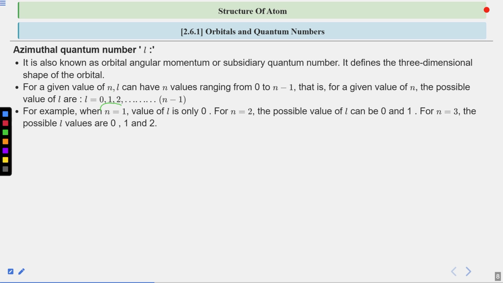Suppose your value of n is 1. Then the only value of L that is possible will be 0. Okay, we will talk about what a subshell is and all of that. Just wait for a while.